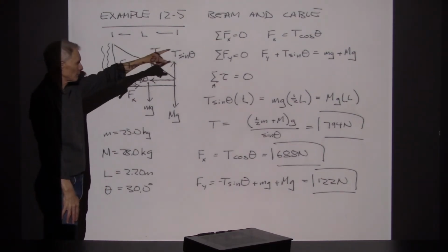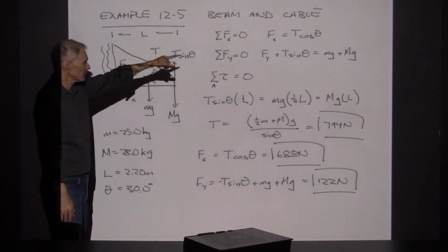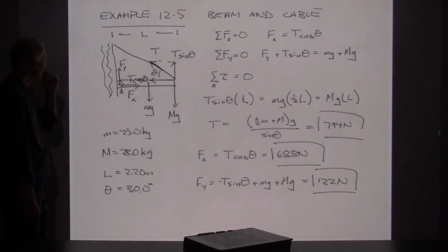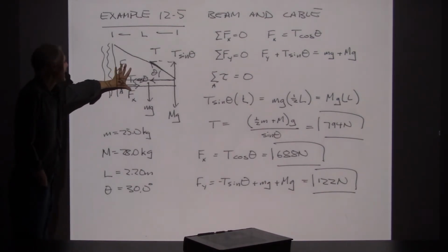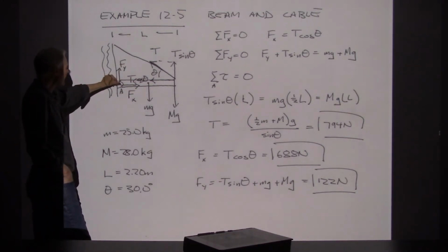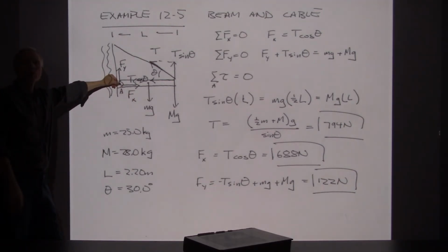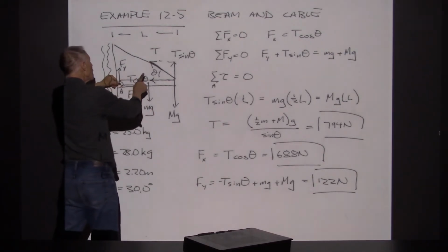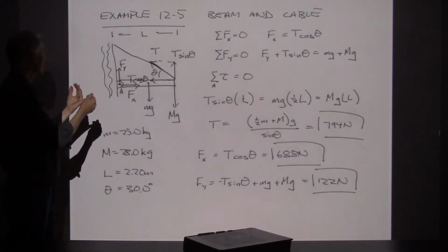The Fx is going to be dependent on T cosine theta. The Fy is going to depend on that lower equation. So that's two unknowns. If I measure torques around point A, I can eliminate those from my equation. So let's do that. If I pick point A, then Fx and Fy drop out of the torque equation. They're not going to be there. And look, T cosine theta also drops out.